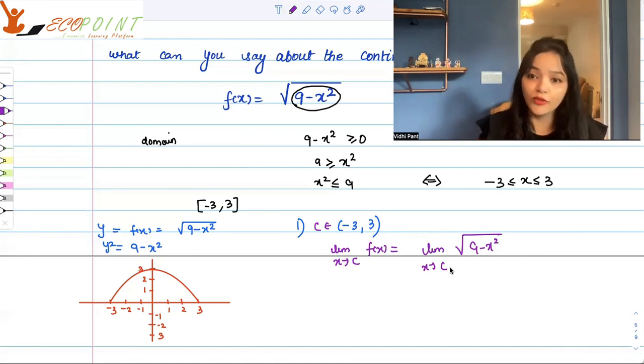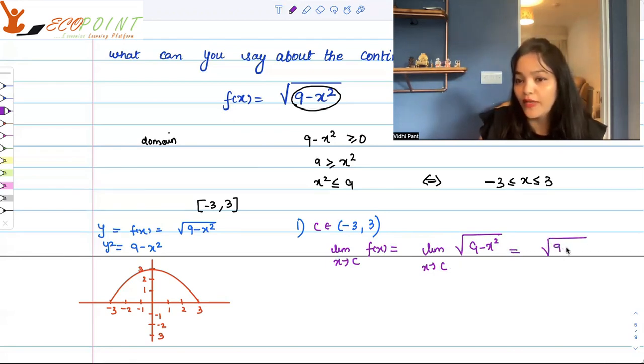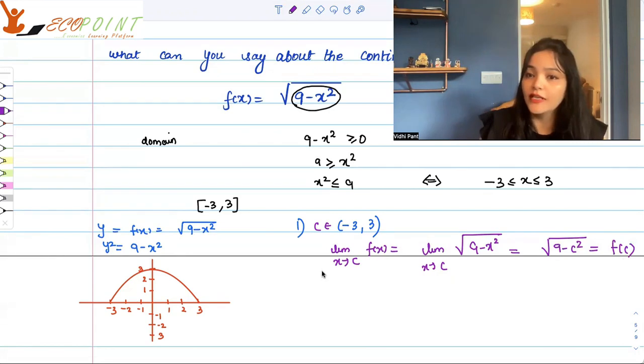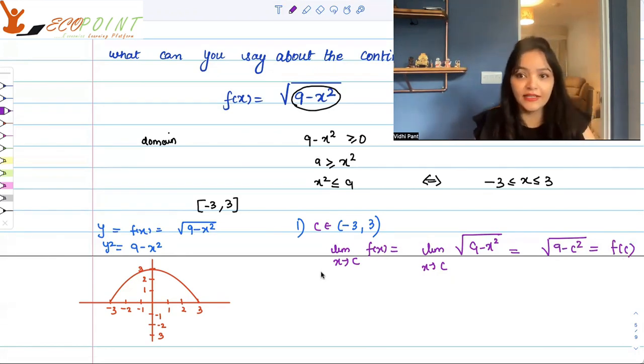And since c belongs to the open interval -3 to 3, the function is well defined at this value c, and hence you will get the square root of 9 minus c square, and it is nothing but f(c). So, the function is continuous for every c in the open interval -3 to 3.